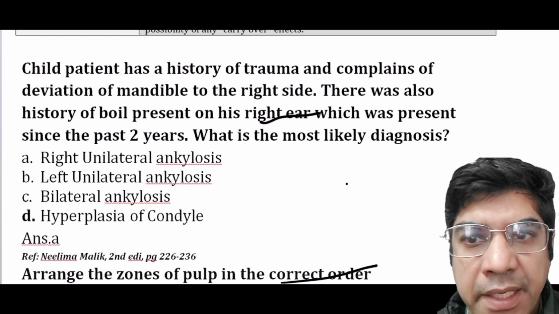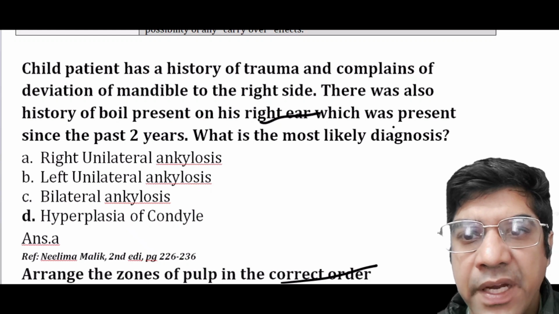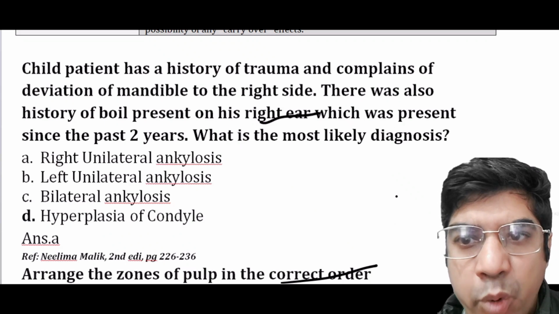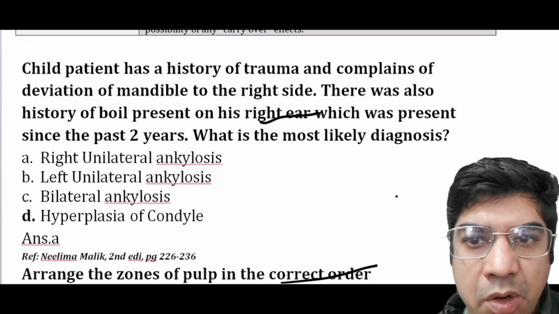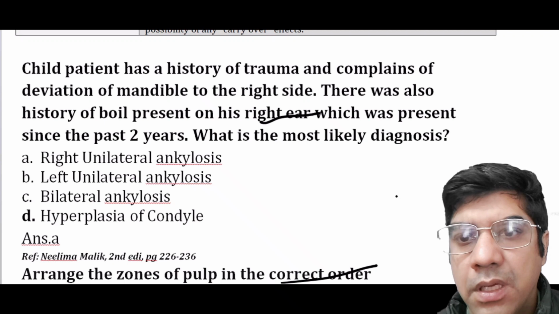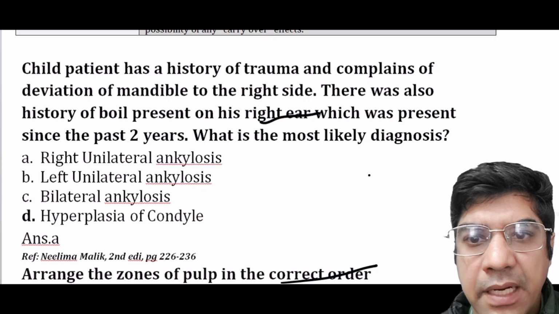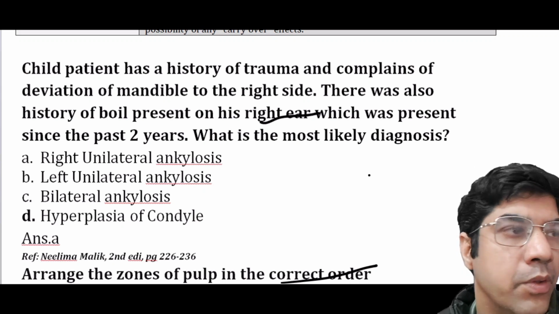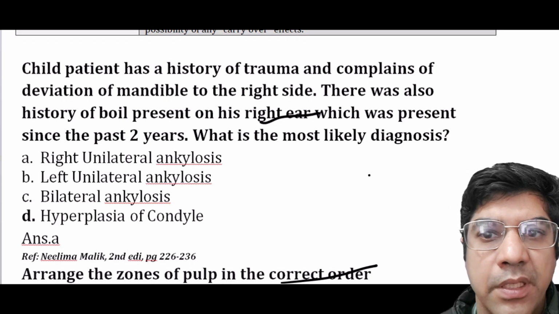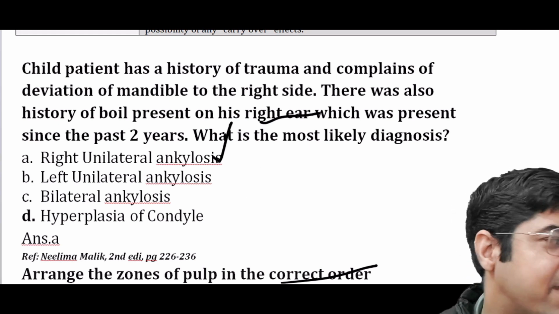The history of trauma is mentioned here, and unilateral ankylosis results from trauma or infection affecting the TMJ. The presence of a boil on the right ear may suggest a chronic infection that could have contributed to the ankylosis. Apart from that, there is facial asymmetry, roundness and fullness on the affected side that are consistent with unilateral ankylosis. The mandible on the affected side, these further support the diagnosis. So the answer is A, right unilateral ankylosis.